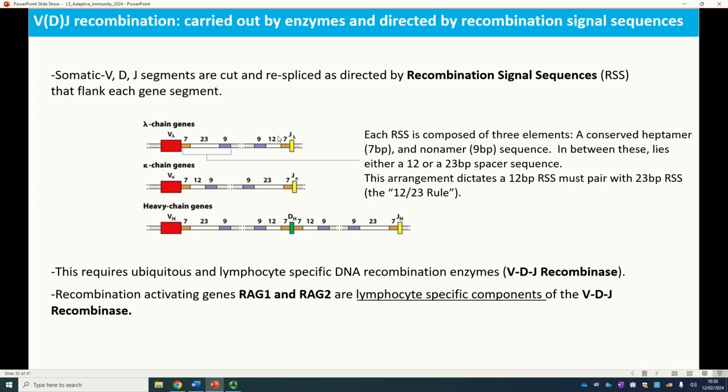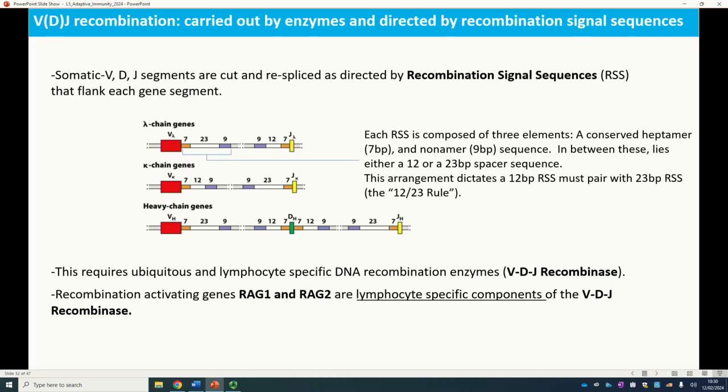And the way that they're arranged dictates that a 12 base pair RSS must pair with a 23 base pair RSS. So that's known as the 12-23 rule. And we'll look at that in a little bit more detail on the next slide.